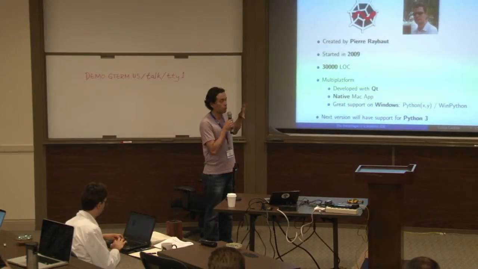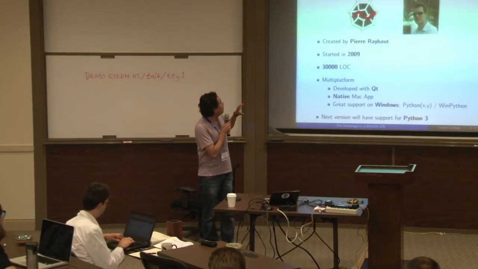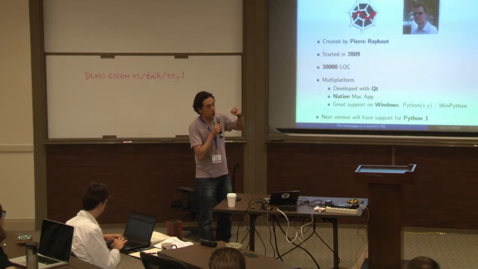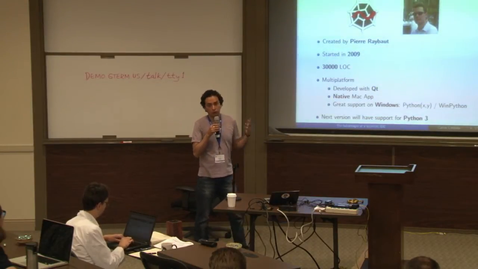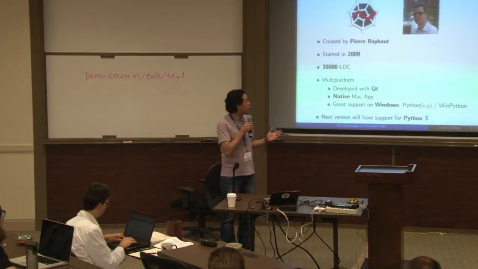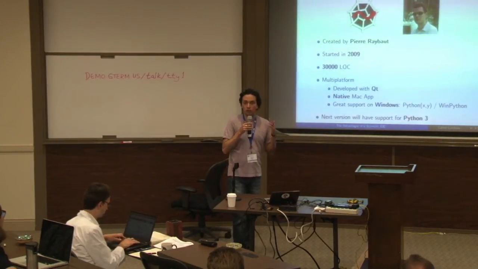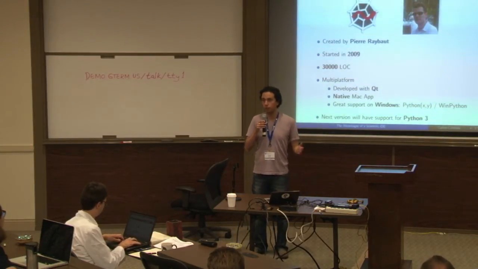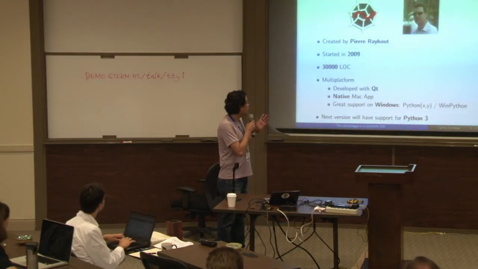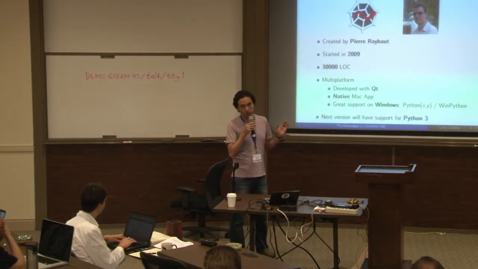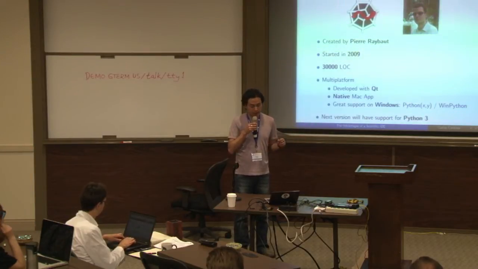So this is a very short résumé of the project. On the left is our logo, and on the right is Pierre Raybaut. Pierre is the creator of Spyder. He started the project in 2009. He almost did it all by himself, which is very impressive. He's a terrific guy. And now we have around 30,000 lines of code, so it's not a small project.